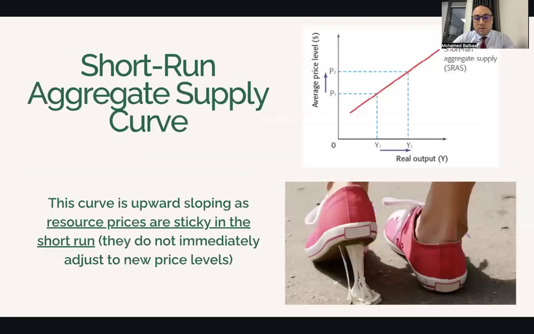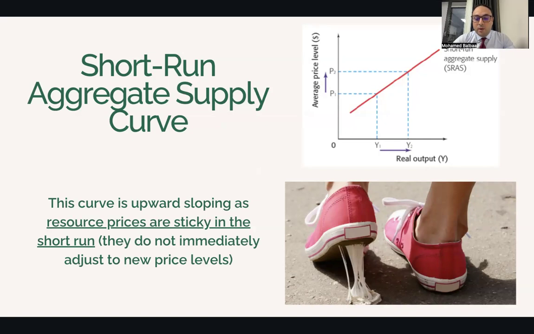This short run aggregate supply curve is upward sloping, as we saw, as the resource prices are sticky in the short run, which means they don't immediately adjust to the new price level. What are the resource prices? If you are a producer or seller, you are paying rent, you are paying wages for workers. All these things are sticky or constant or fixed in the short run. So your cost doesn't change in the short run.